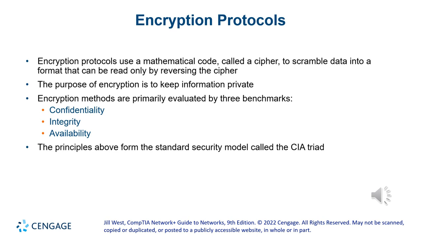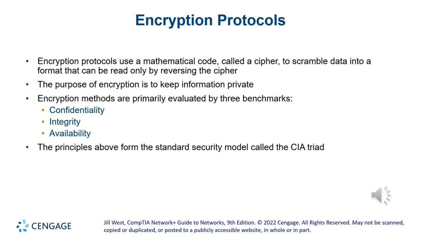Now, encryption protocols. Anything encrypted is called a cipher, right? A cipher is just data that is scrambled, or you have an algorithm that changes this data into something that cannot be read by anyone, and you will need that cipher in order to decrypt the message and read it.